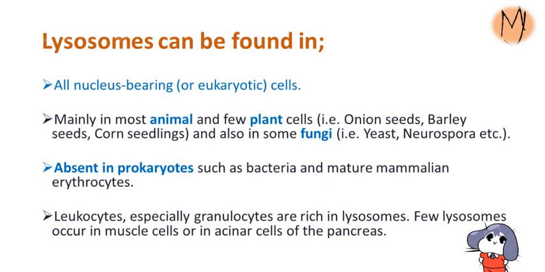Lysosomes can be found in all nucleus-bearing, or eukaryotic, cells. Mainly in most animal and few plant cells, such as onion seeds, barley seeds, corn seedlings, and also in some fungi, such as yeast, neurospora, and so on. These are absent in prokaryotes such as bacteria and mature mammalian erythrocytes. Leukocytes, especially granulocytes, are rich in lysosomes. Few lysosomes occur in muscle cells or acinar cells of the pancreas.